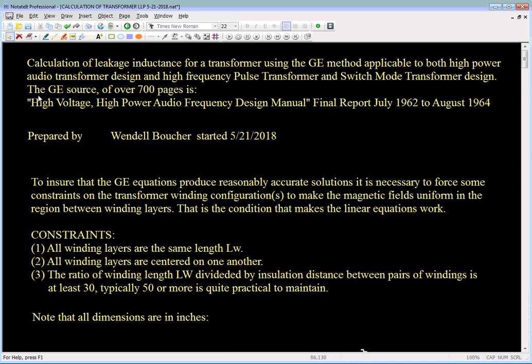Now the source of these G equations is this. It's a booklet over 700 pages long. The title of it is High Voltage, High Power Audio Frequency Design Manual. It's called a final report, and the work took from 1962 to 1964 to do. It was published in 1964, and I prepared this presentation.